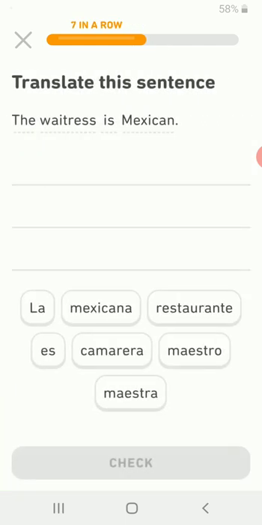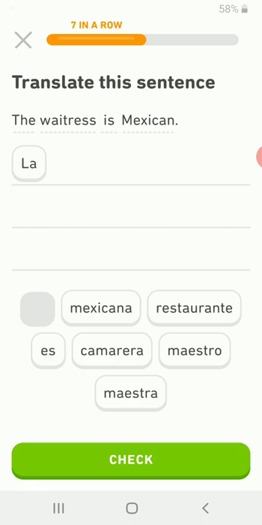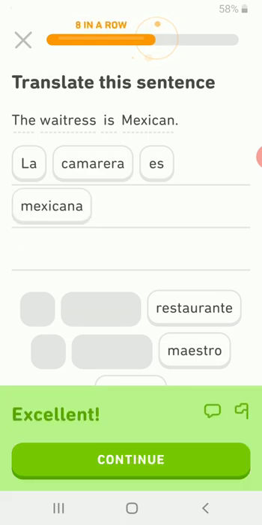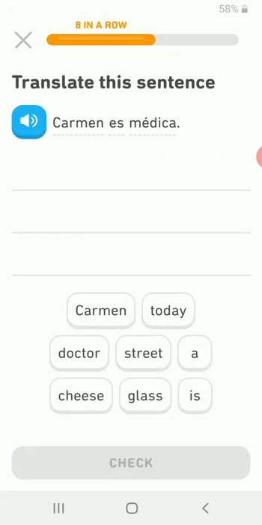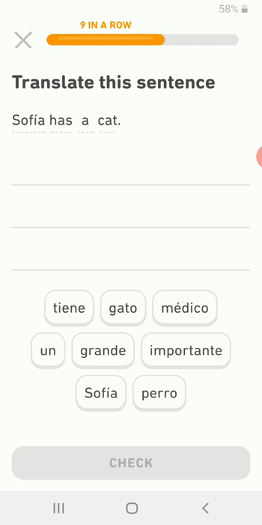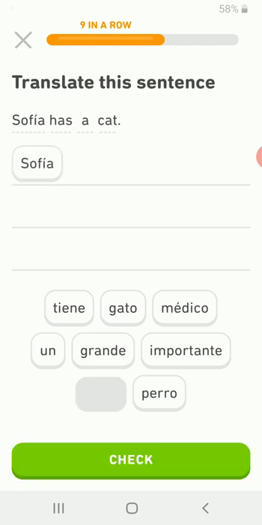The waitress. La camarera es mexicana. Carmen es médica. So Carmen is a doctor. And Sofia has a cat. Sofia is she. Sofia tiene un gato.